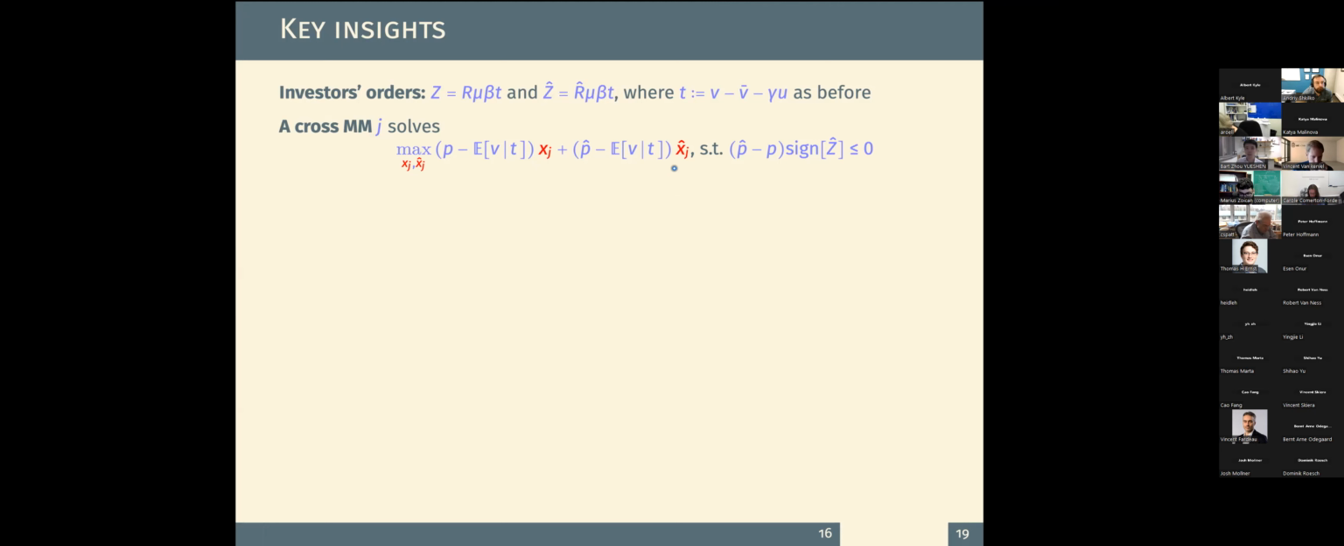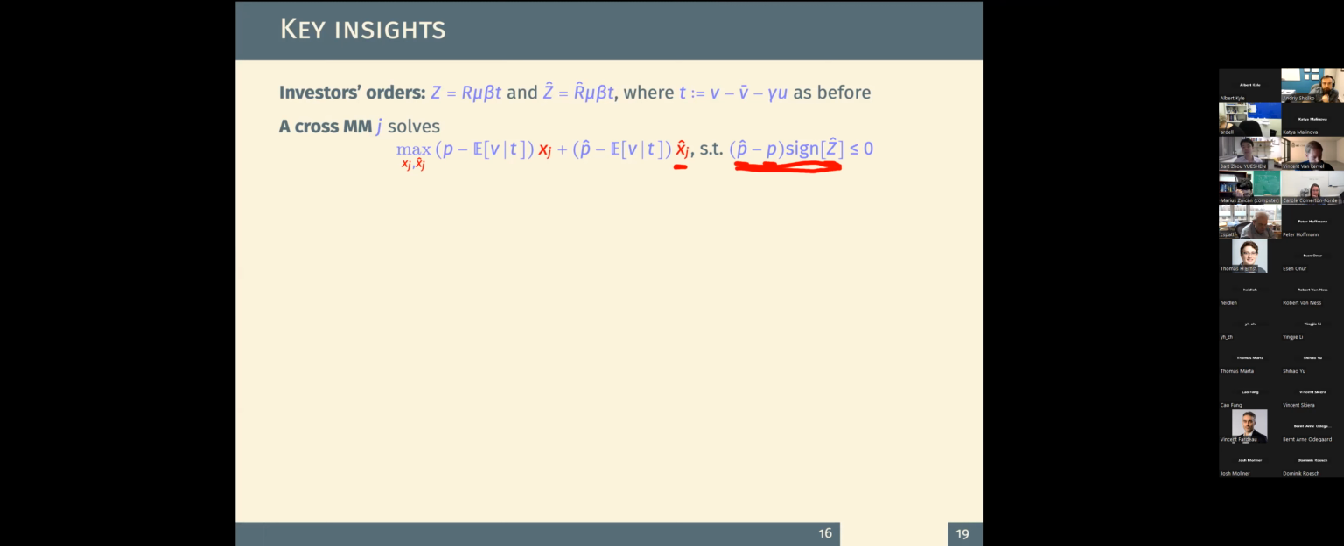For off-exchange trading, they have X_j hat and they execute at the price P hat. Again, the asset value is the conditional expectation given T here. They do so subject to the OPR constraint, which says the off-exchange price P hat must be better than the on-exchange price. So if the order flow is buying, so the sign of Z hat is positive, that means these orders must be executed at a lower price off-exchange, P hat, than the on-exchange price. That's the constraint this optimization is subject to.